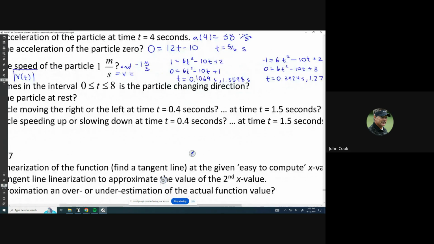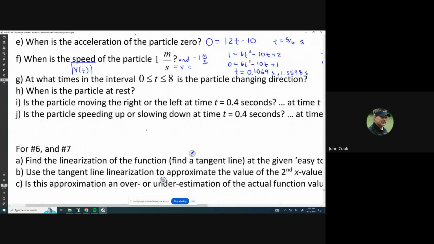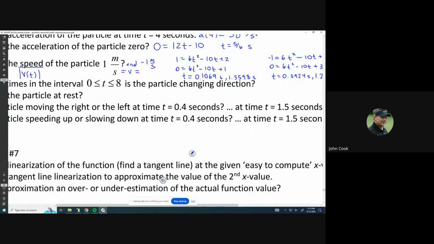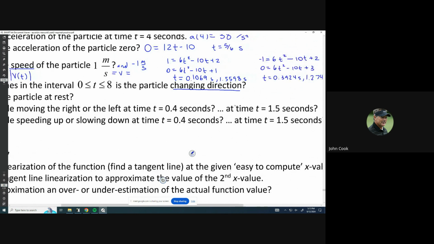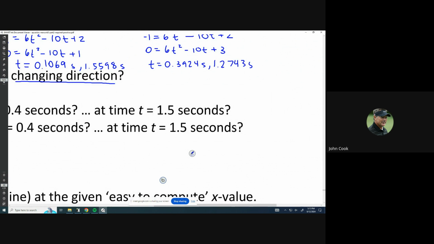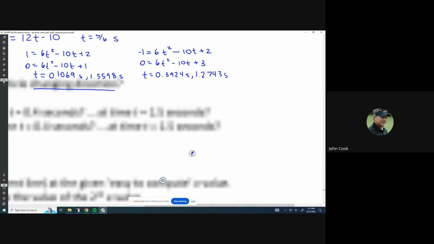Next, at what times in the interval from 0 to 8 is the particle changing direction? So the particle is changing direction when the velocity goes from positive to negative or negative to positive. That's just something that you got to remember. When it's talking about changing direction, it's when the velocity changes signs. Okay. Oops, I'm sorry about that. Let me zoom out a little bit.